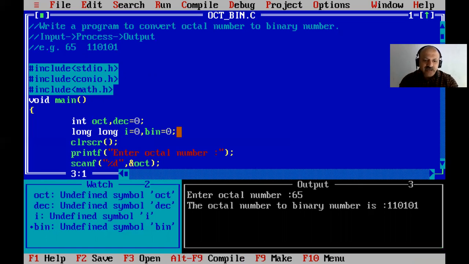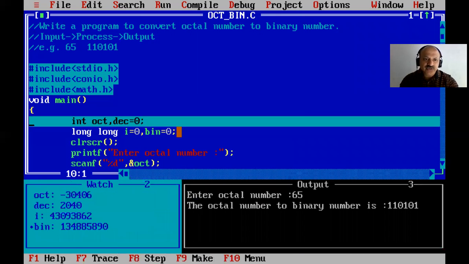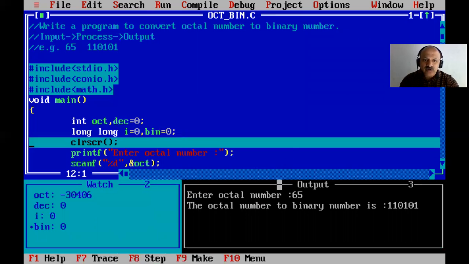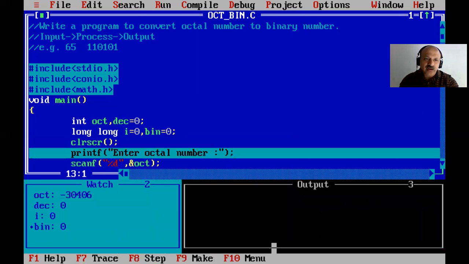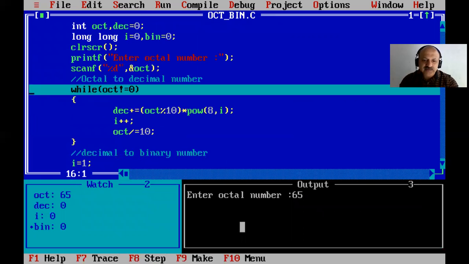So now I can trace, the dry run method. So I press trace into, F7 function key, and now you can see in the watch window or output window it is clear. And now our message is printed, enter octal number. I again give 65, and now press F7.